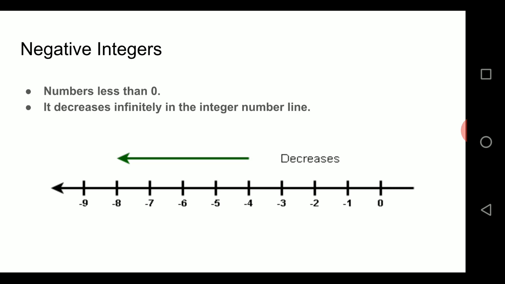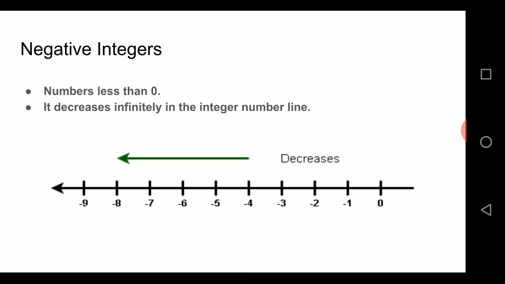For example, negative 1, negative 2, negative 3. So negative 4 is actually less than negative 3. Okay, so often this is a very common mistake that students make, that they think that negative 3 is actually less than negative 4. Okay, it's a very common mistake, thinking that 3 is greater than 4, so the same principle applies to negative numbers also.